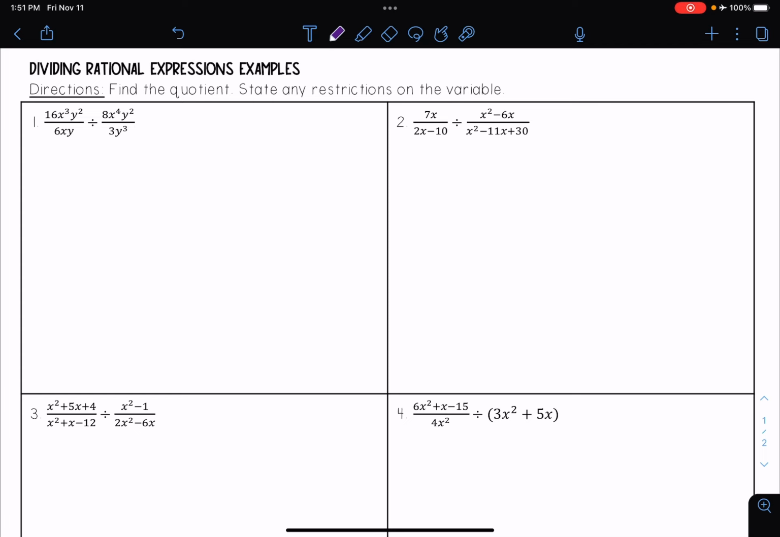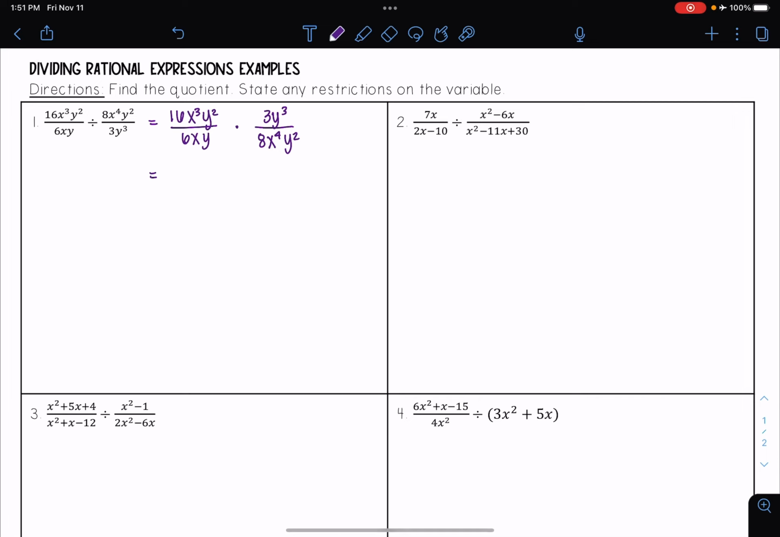So number one, I have 16x cubed y squared over 6xy divided by 8x to the fourth y squared over 3y cubed. So first for the K, I'm going to keep my first fraction. I'm going to flip my second fraction, so now the 3y cubed is going to be on top, and the 8x to the fourth y squared is going to be on the bottom. And I'm going to change that division to be multiplication. And then now I can multiply across.